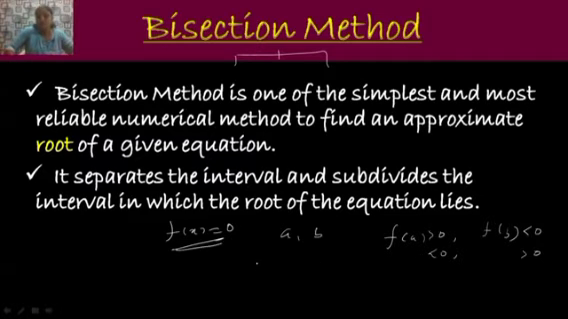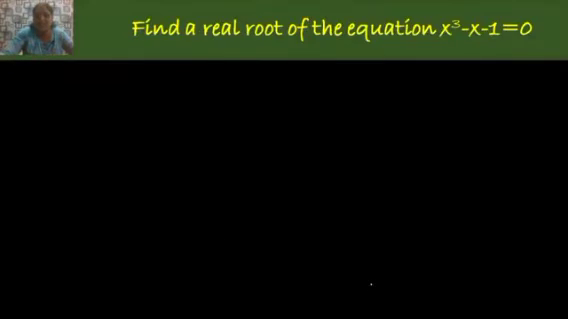So this means the root of the given equation f of x equal to 0 lies in the interval a comma b. Using the bisection method, we have to subdivide this interval in which the root of the given equation lies until we get the desired accuracy. Let me explain this concept by taking a simple example. First, I will take an algebraic equation, then we move on to transcendental equations, and using the bisection method, how to find the root of the given equation. That is what we are going to discuss.